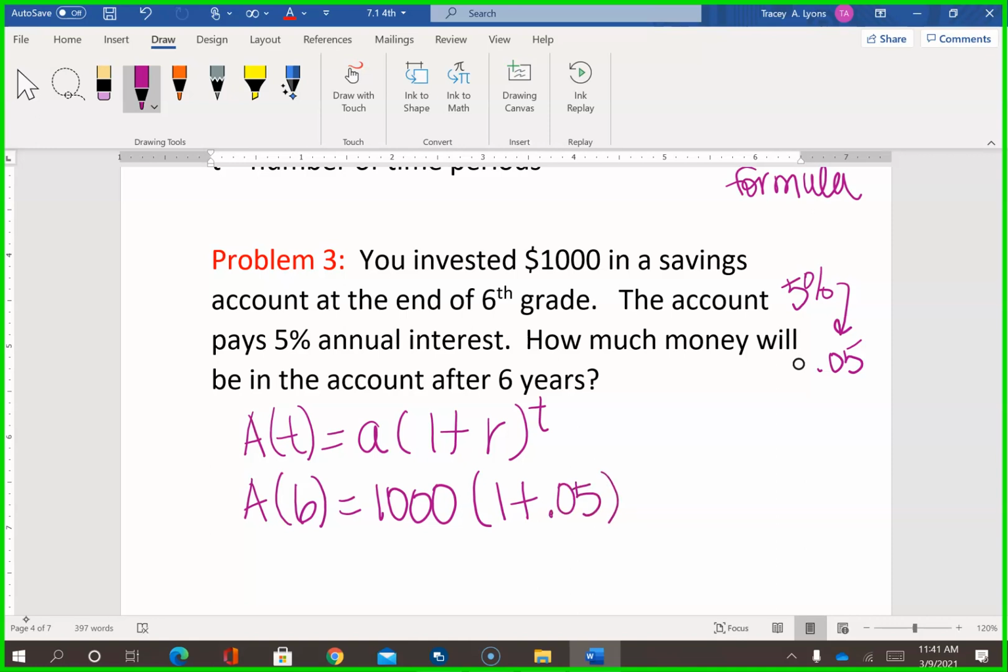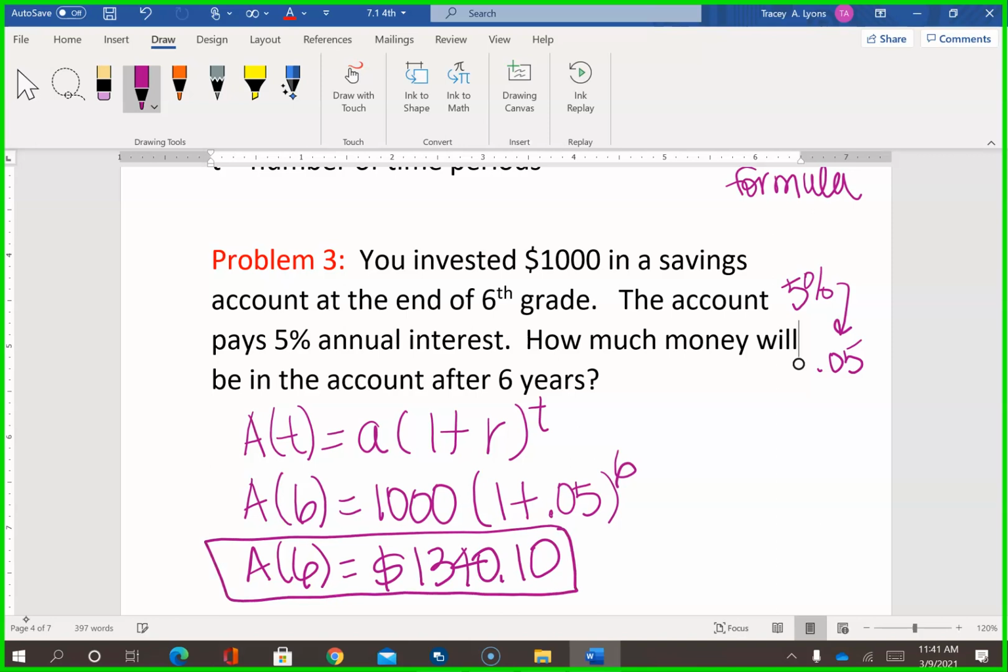And then T was how many years again? 6. So we're going to plug that 6 in there. Then all you have to do is grab your calculators and type it in. So you'll be just typing in the numbers on the right side. So try it. And here's the amount that I got: 1340.10. So the amount that's in there is your 1340.10.